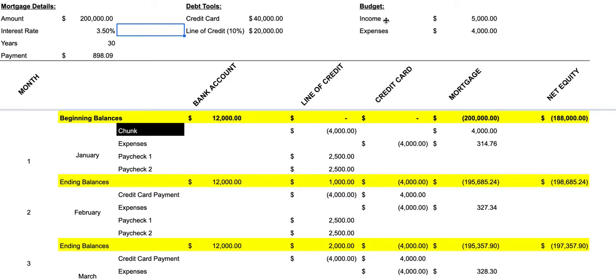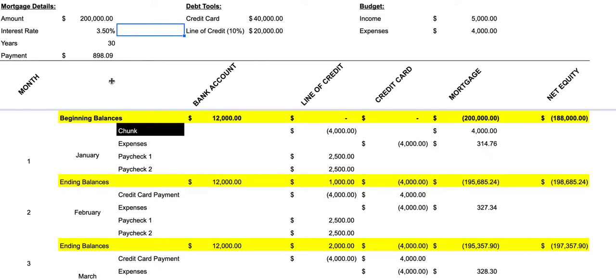And then let's say over here you have a budget. Your income is $5,000. This is after your taxes. Let's say you have a job. This is what you receive after your employer withholds your taxes. So you have $5,000 coming into your bank account, and your expenses are $4,000. So you have extra cash of $1,000 every month, right?